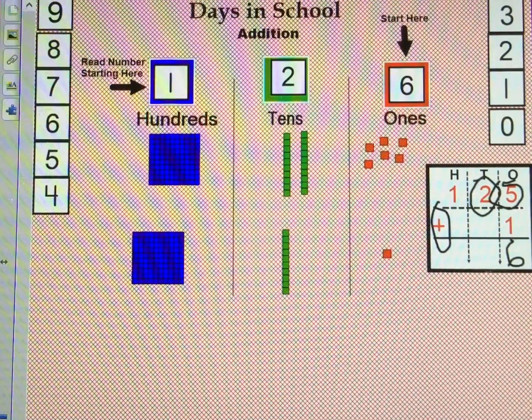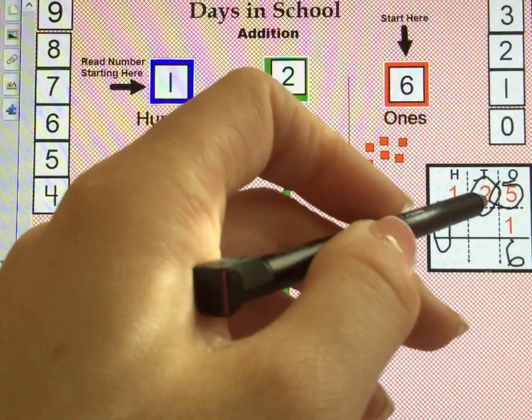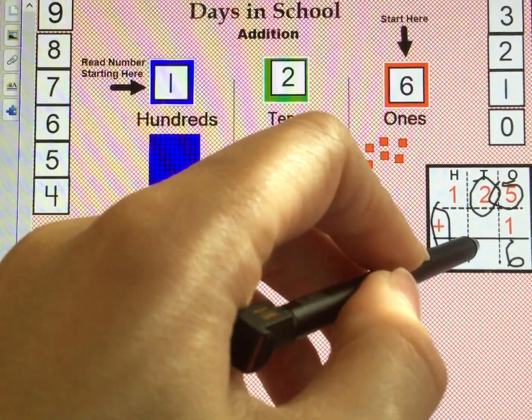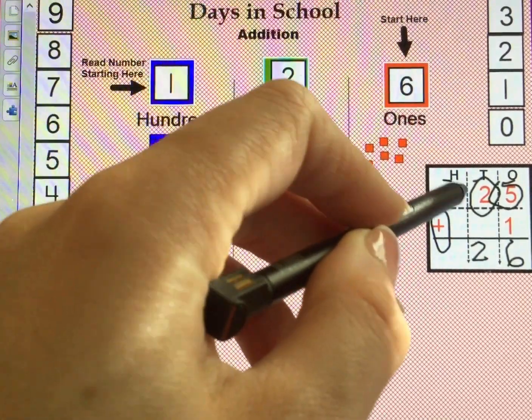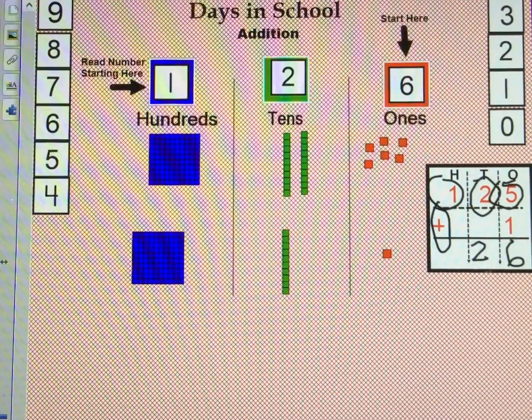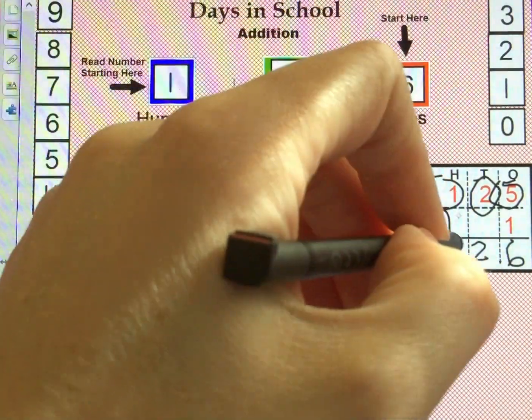I'm going to move to the tens place, circle the top number 2, put it in my head, and count up the bottom number 0. What's in my head? 2. That's right. I'm going to move to the hundreds place, circle the top number 1, put it in my head, and count up the bottom number 0. What's in my head? 1.